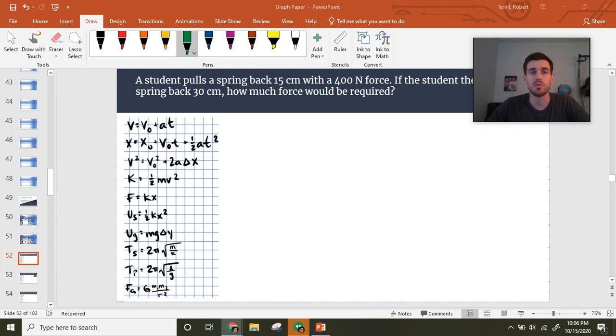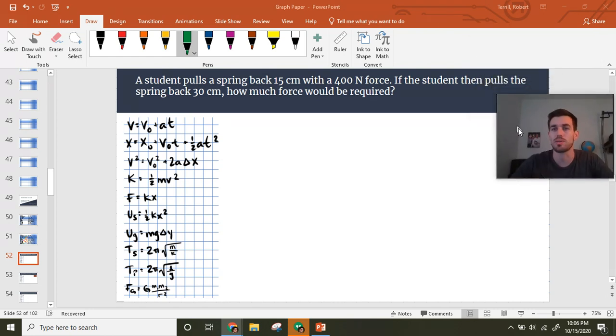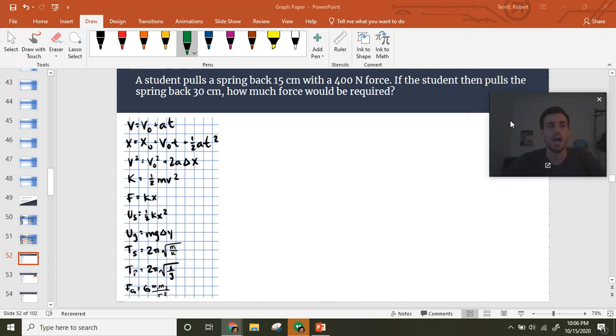All right, so we have a student pulling a spring back 15 centimeters. Oh, my camera's gonna be in the way. Let's move that down. He pulls it back 15 centimeters with a 400 Newton force. He then pulls the spring back 30 centimeters. How much force would be required? You have 90 seconds. Actually, you have less than that now.